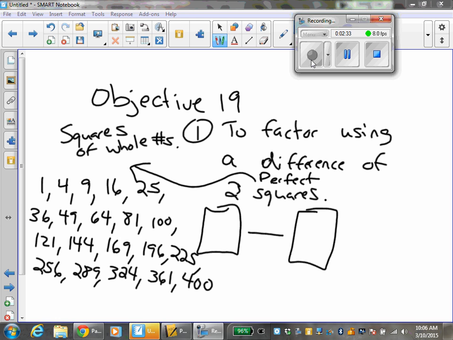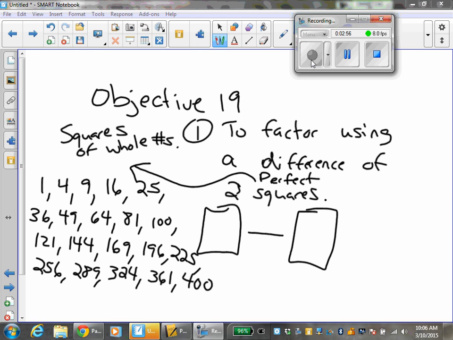We're going to factor using a difference of perfect squares. So you will see these. Are these all the ones that you will see? No, there's more. Like you could have 21 squared, which is 441. You could have 22 squared, which is 484, and so forth and so on. They go on up, but these are the ones under 400. These are the ones you most commonly see. You need to recognize, okay?